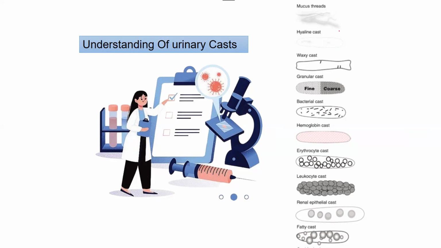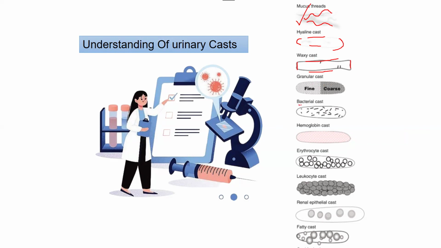Under the microscope, if you are going to see mucus strands, you are going to see them like this. I have told you they are going to be irregular in shape. Then hyaline cast, parallel sides, blunt ends. Then waxy cast, parallel sides, squared off ends. Granular cast, two types, fine or coarse. You can see the difference.